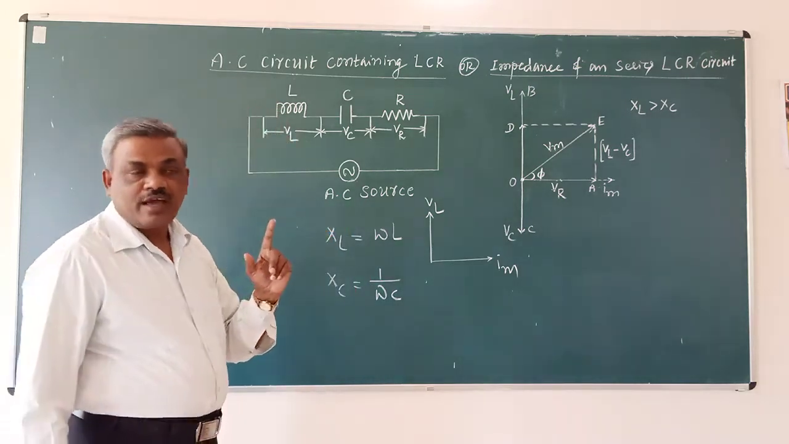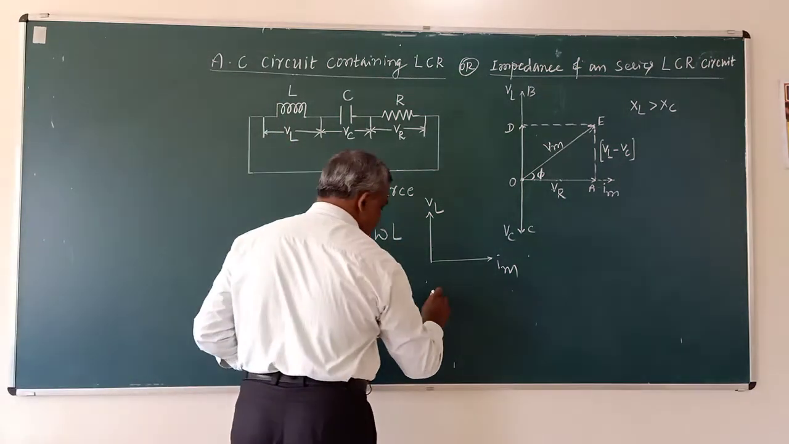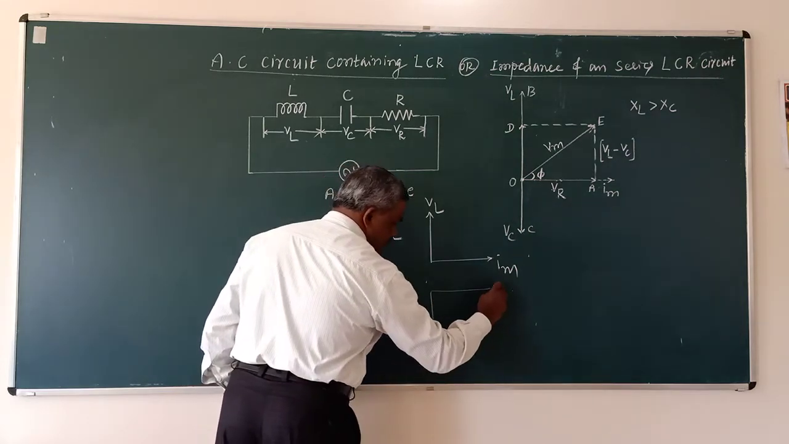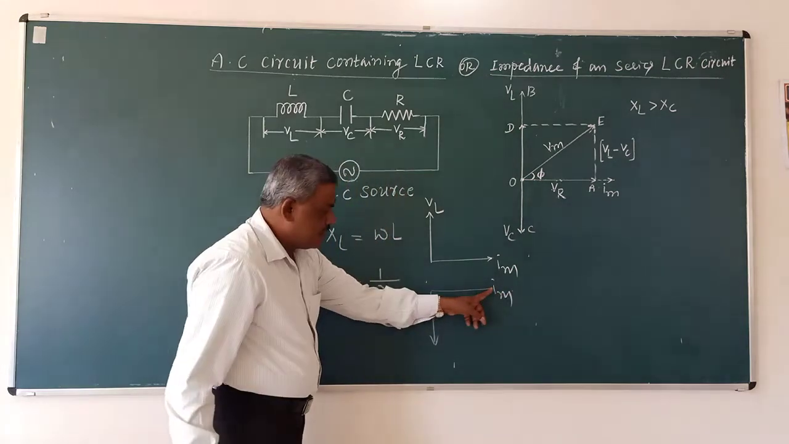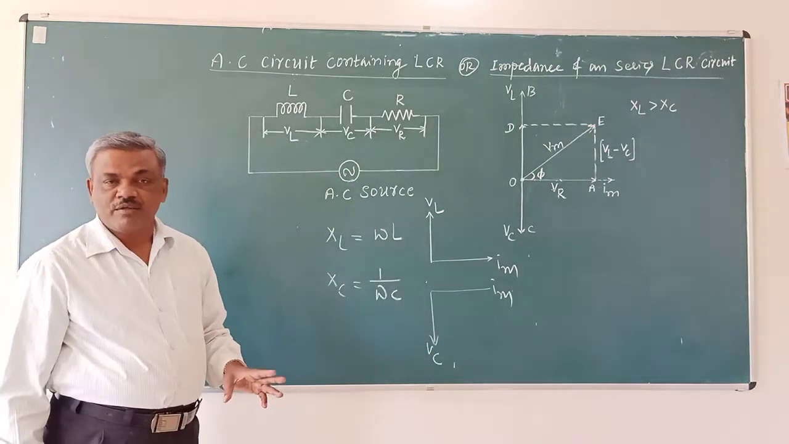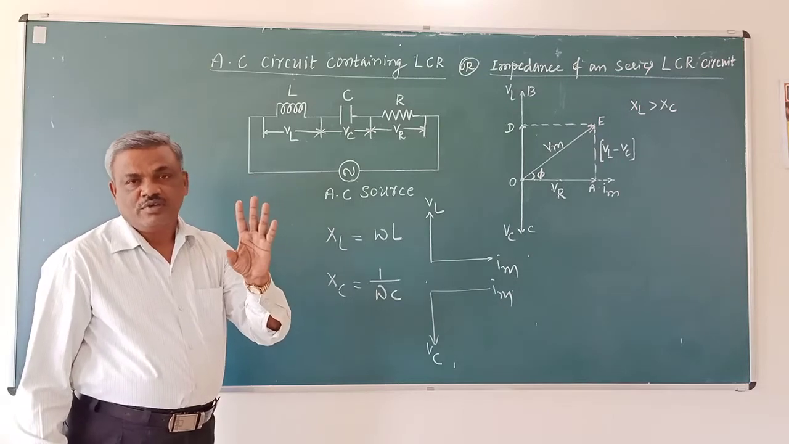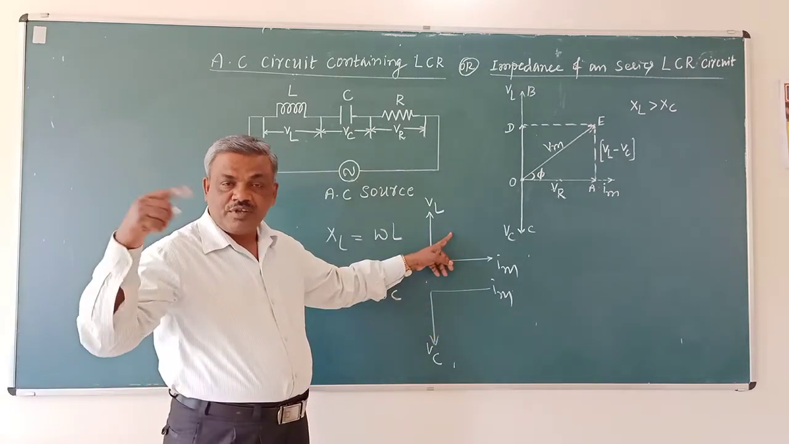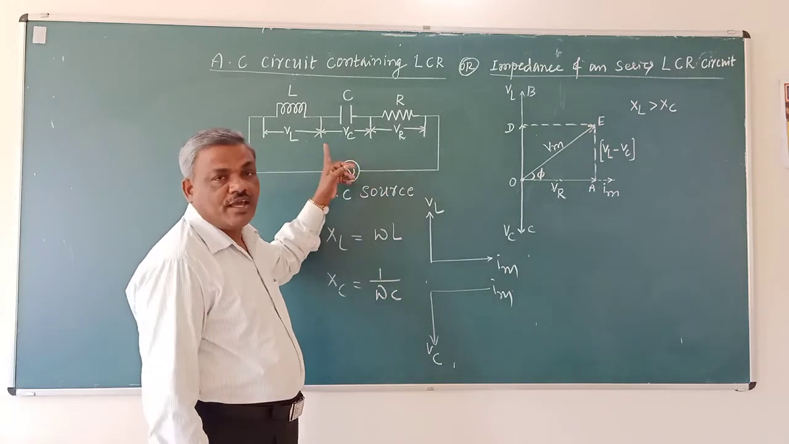The phasor diagram of a pure capacitor. Here the current I and here VC. This is the second diagram, the phasor diagram of a pure capacitor. The first diagram is the phasor diagram of a pure inductor.